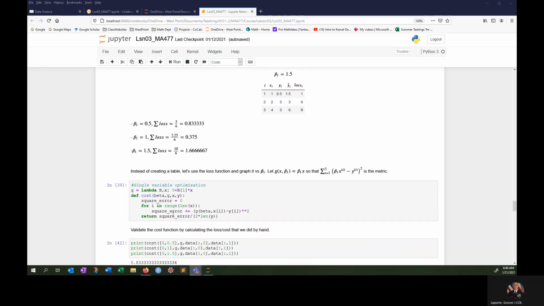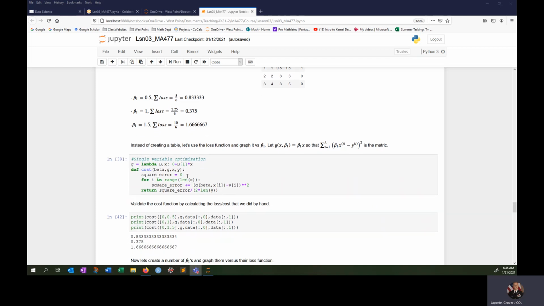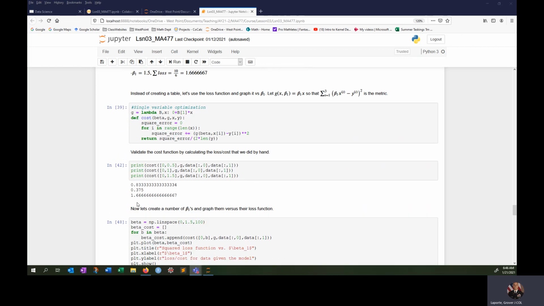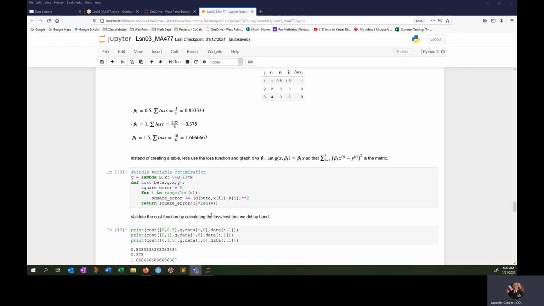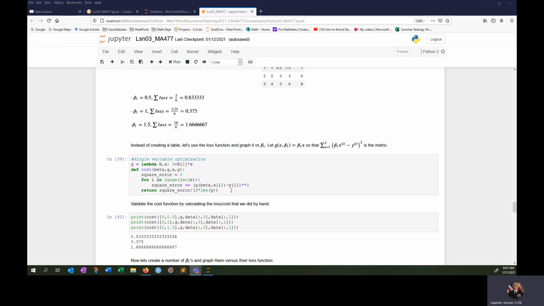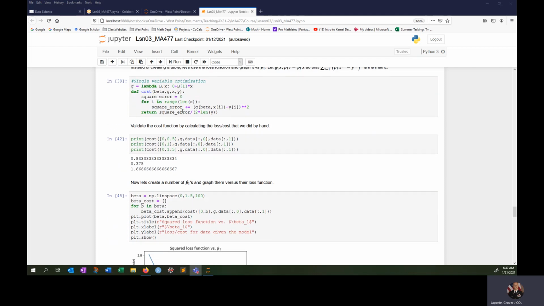So what I'm going to talk about just for a second is single variable optimization. And you can kind of see what's going on there. So I create this G function. All it has is this beta 1, and the cost just adds up all the error in there. Again, all this thing is doing is exactly what we did on this table up here. So you can go through and check out what it's doing. It's pretty straightforward. We're going to redo this in a second and use NumPy's capability to do this very quickly. You'll see in a second.